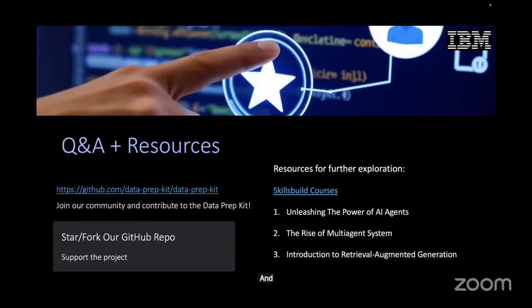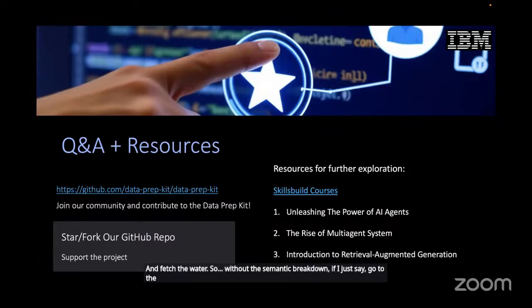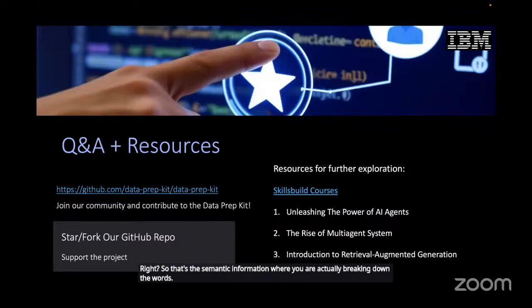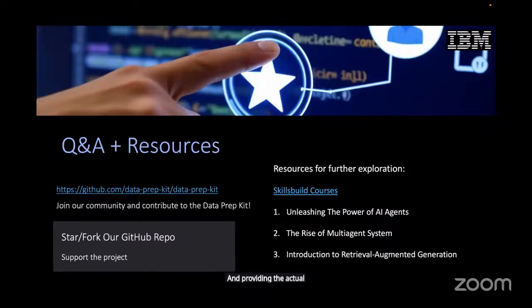and fetch the water. So without the semantic breakdown, if I just say go to the bank, the LLM would be confused whether you're referring to the financial institution or the river bank, right? So that's the semantic information, where you're actually breaking down the words and providing the actual meaning behind those words. I think that's what semantic search means.